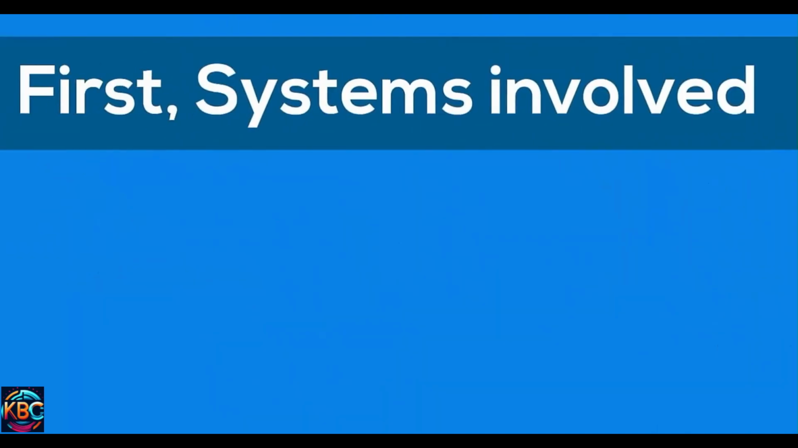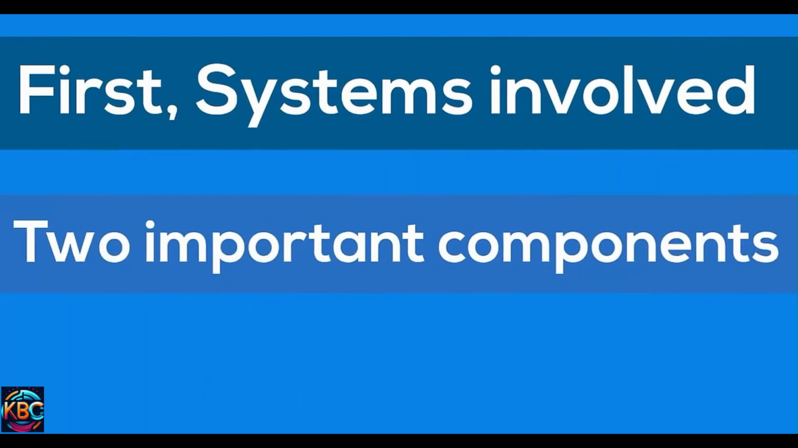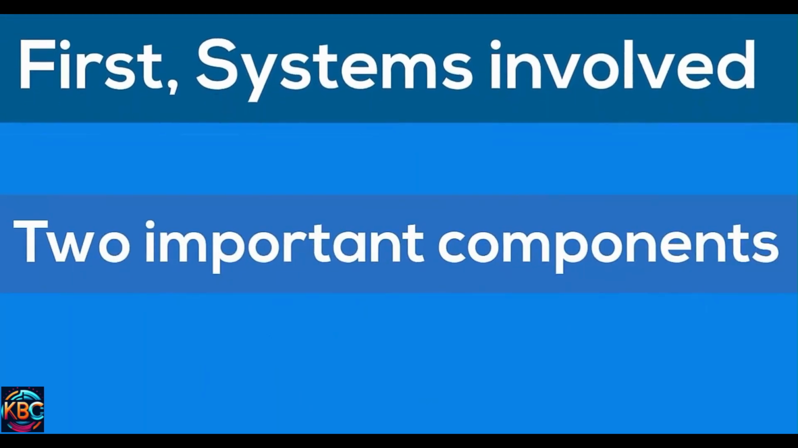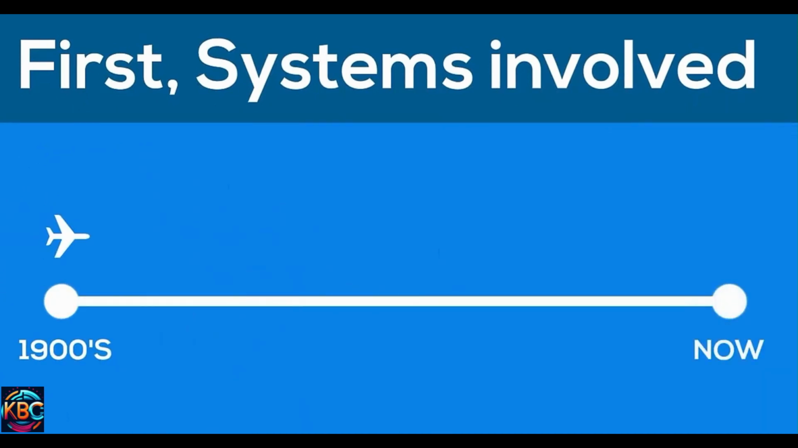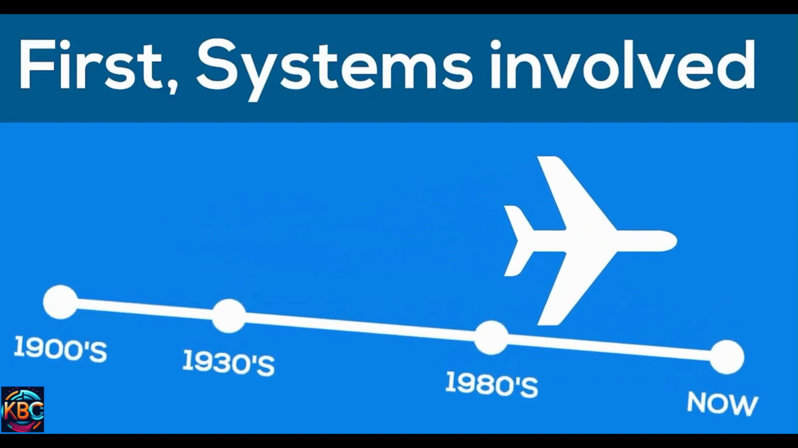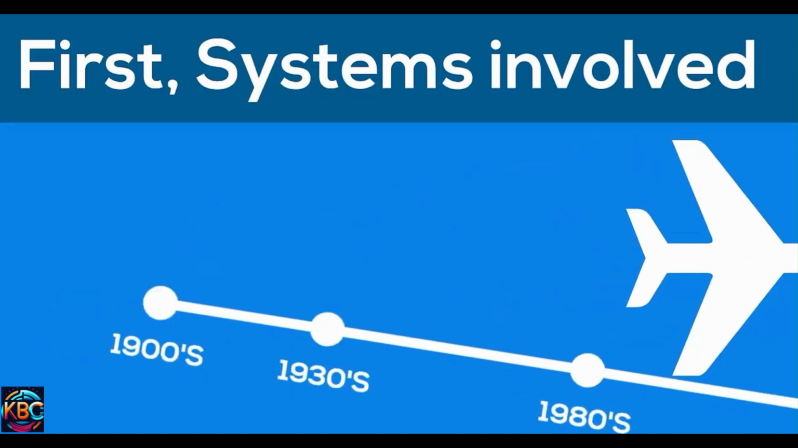First, let's learn a little about the systems involved in booking a flight. Then we will learn about two major components of booking a flight. Although people have been flying since the advent of the plane in the early 1900s, the airline industry started to become popular in the 1930s and has continued to grow exponentially since then. Let's see how this growth has affected the air industry.